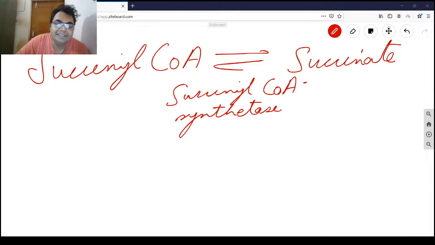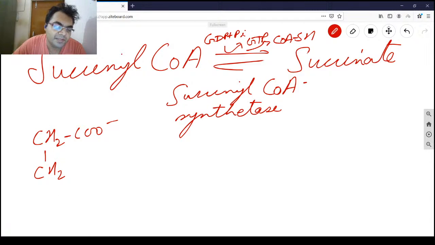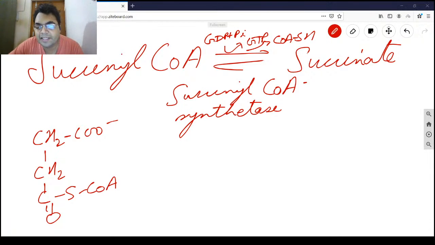Now the GDP plus Pi becomes GTP and this CoA group comes out. One GTP is produced and this coenzyme A group comes out. If you see the structure, this CH2, CO minus, 4 carbon. So this was succinyl CoA.